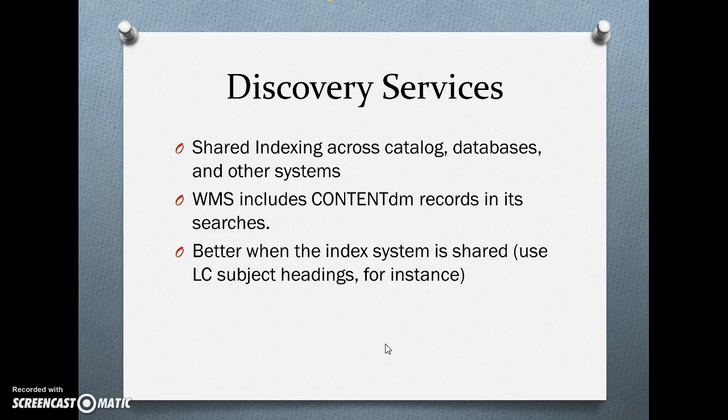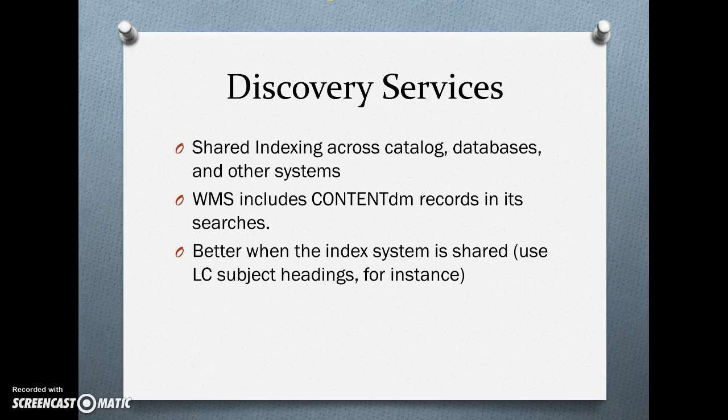Hi again. We were talking about integrated library systems, and I started to talk about the discovery layer. The important thing to remember about the discovery layer is that it is basically a shared index across your catalog, your databases, and possibly other systems that you have. WMS, for instance, includes ContentDM records in its searches of the UNCG catalog, databases, ContentDM, archival materials.